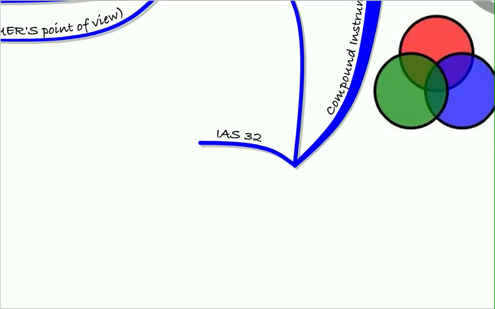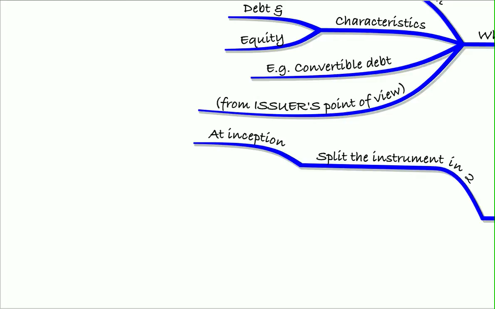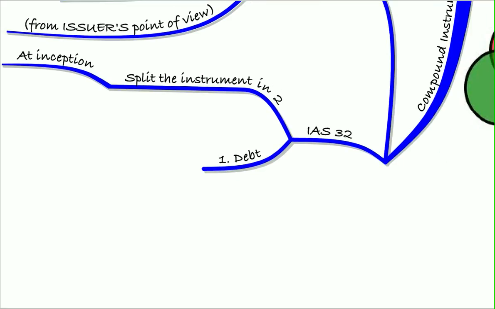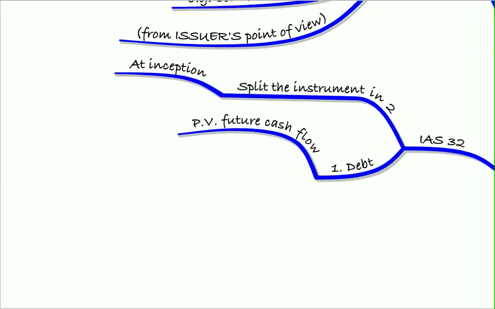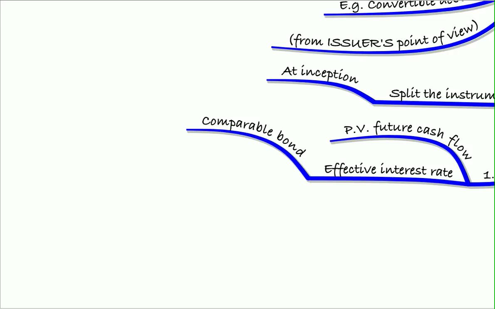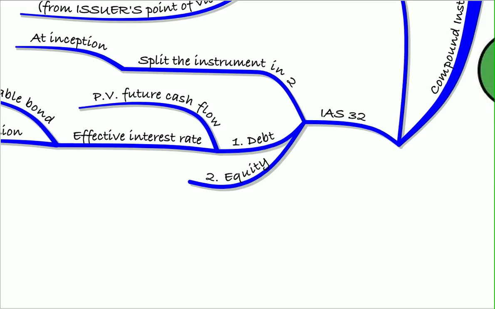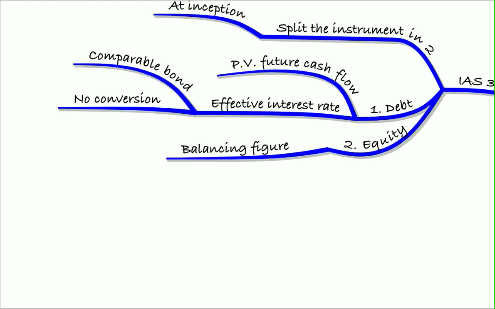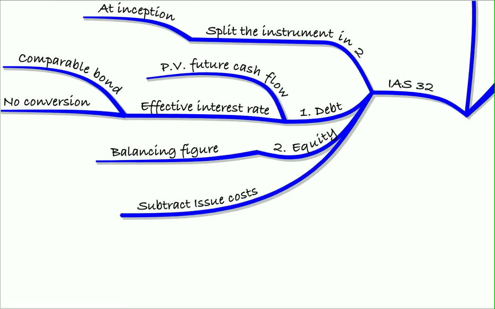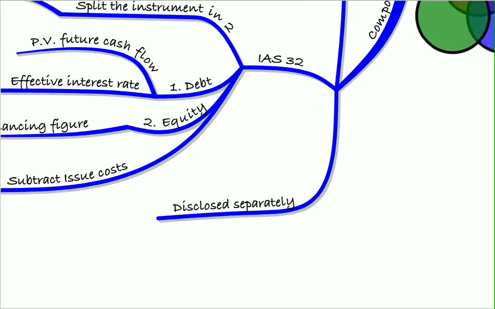Well, IAS 32 says that we need to split the convertible debt in two. At inception, we need to split it into the debt bit and the equity bit. So the debt bit we did as the present value of the future cash flows. So we got the discounted amount of the interest and the capital that would be paid on the debt. And we discounted it at the effective interest rate on a comparable bond with no conversion. We then had the equity as the balancing figure. Okay, and we did that in a detailed example. We subtract issue costs pro rata from the debt and equity, and we did all of that in illustration 5.